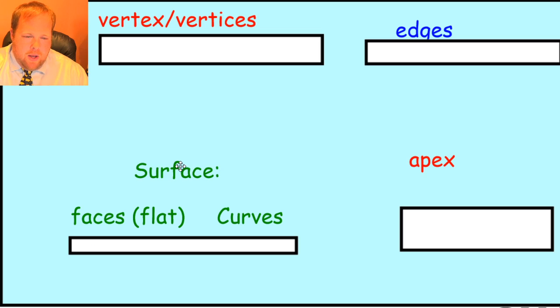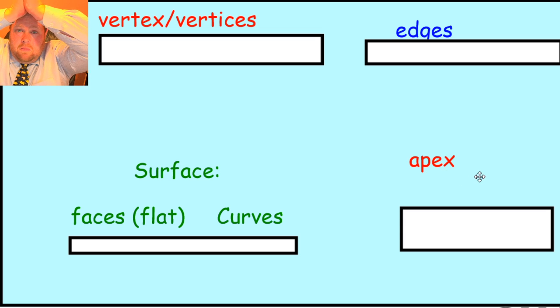Okay, time to go. All right, here are our words that we are going to use to define attributes of 3D shapes. Okay? Vertex or vertices, edges, surface, and apex. Do this with me. Apex. Apex.